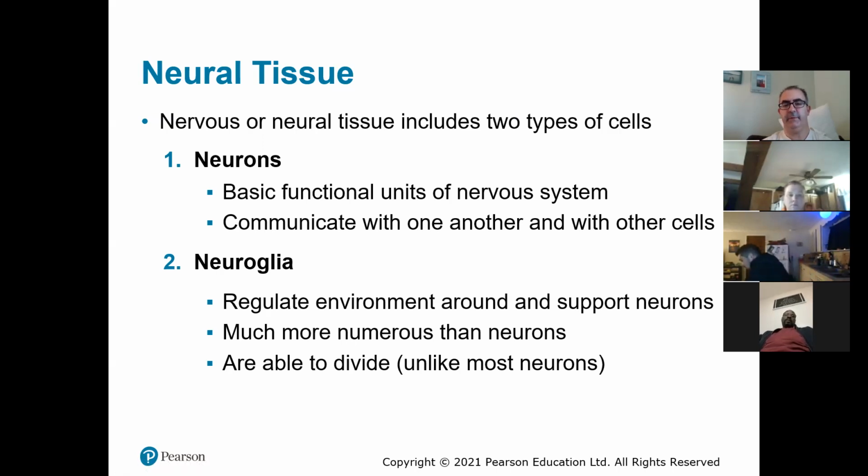Neurons are what we think of. They're the basic units of the nervous system. They're the cells that can communicate with each other, right? They create these little electrical signals, and they can send and receive these signals.